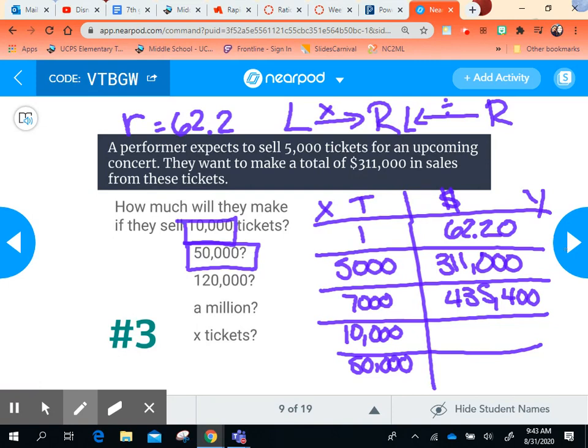Okay, so 10,000 is how much money? Louder. I hear mumbling. 600 what? 622,000. That's it, right? And then 50,000 tickets is how much money? Good. 3,110,000. So we got to get in practice.